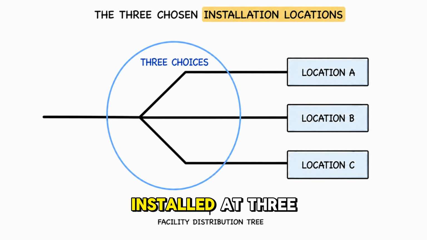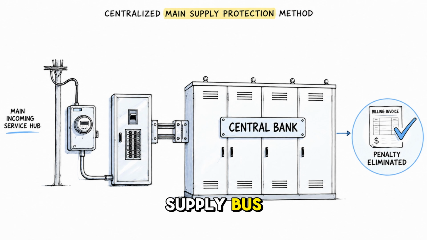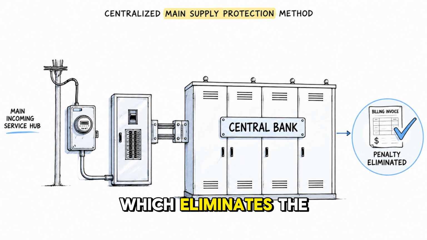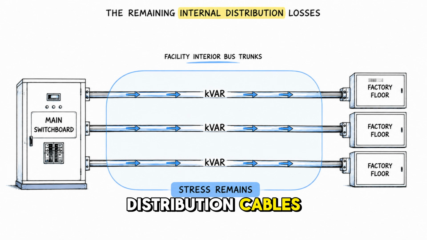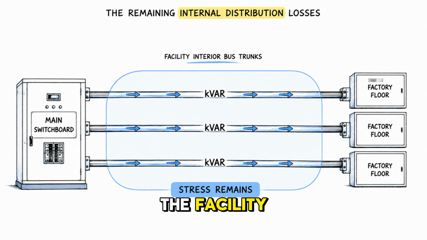Capacitor banks can be installed at 3 different points in the electrical system, and the correct choice depends on the facility layout. At the main supply bus, a centralized bank corrects the overall facility power factor as measured by the utility meter, which eliminates the penalty charge. But it does not reduce the reactive power flowing through the internal distribution tables and transformers inside the facility.